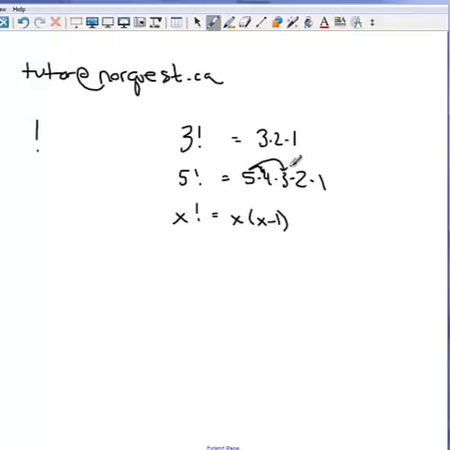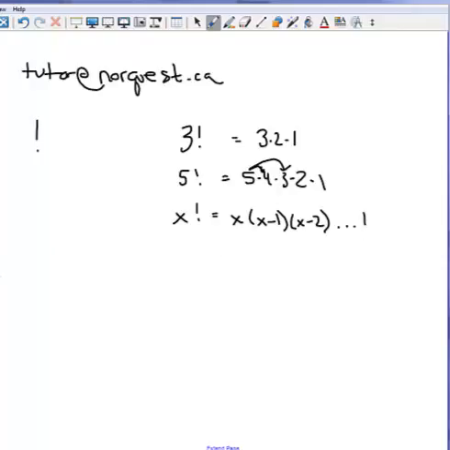Two numbers before that would be the first number minus 2, and so on and so on. I don't know how big x is, so I don't know how many times I have to do this, but I'm going to continue doing it. So I go dot, dot, dot, continue doing this until I get to the number 1.